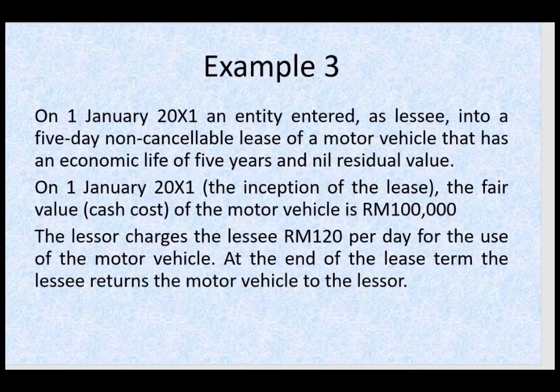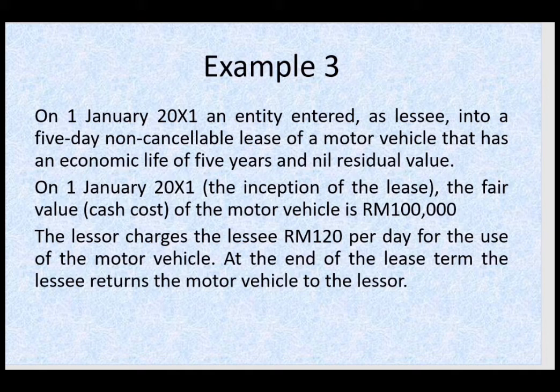So the next example is quite similar to the previous example, example 1. But in this case, we have a lease regarding a motor vehicle, whereas before this, we had a lease regarding farmland. So on 1 January 20X1, an entity entered as lessee into a 5-day non-cancellable lease of a motor vehicle that has an economic life of 5 years and nil residual value.